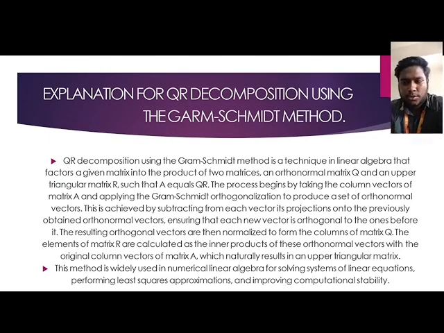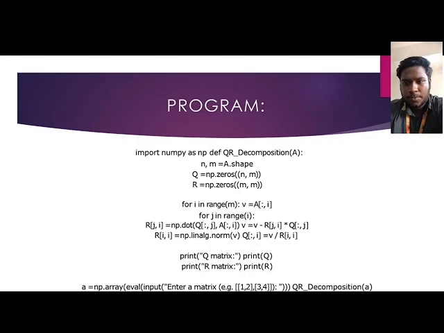This technique is very useful in solving systems of equations, performing least square approximation, and ensuring numerical stability in computations. Now let's look into the Python program. This code takes a matrix, applies the Gram-Schmidt process, and produces two matrices, Q with orthogonal columns, R with upper triangular matrix. Together they satisfy the equation A equals QR.